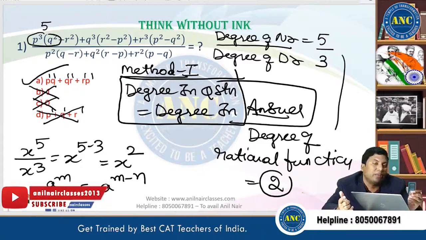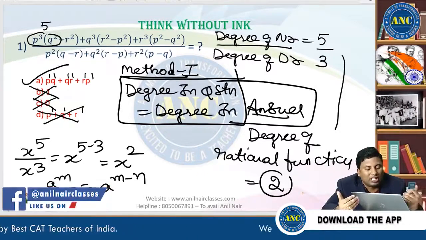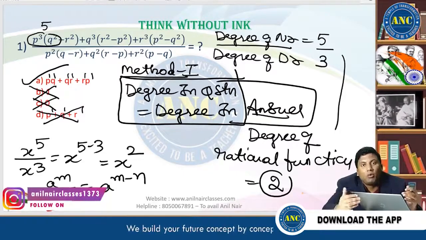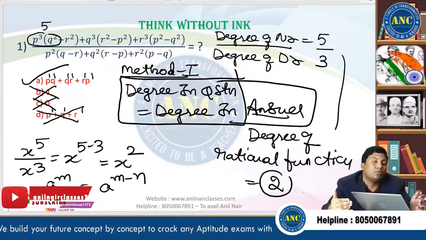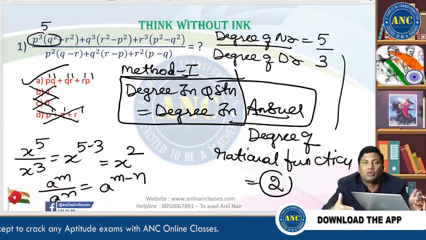Degree in the question should be equated with degree in the answer. So question is 2, answer is 2. Out of 4 answer options, 3 are eliminated. Only one option is there, that is option A. What if more than one answer option has the same degree as the question? That also we will discuss.